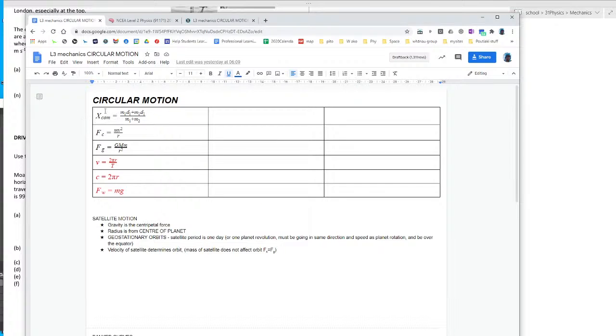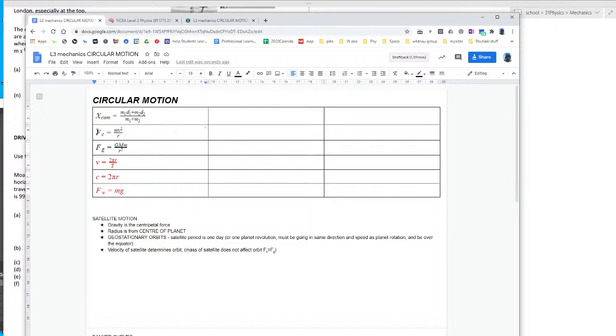XCOM is our center of mass equation. Mass of 1, distance of 1, plus the mass of 2, distance of 2, divided by the mass of 1 plus the mass of 2. And remember that the distance from one thing might be 0 because we're going from the center of it.